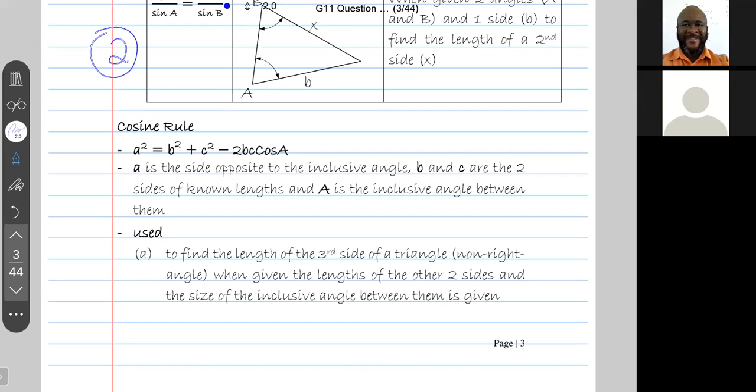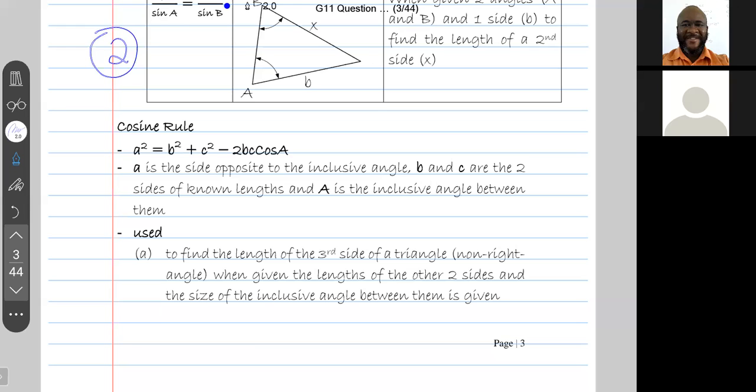Now, in the cosine rule formula, a is the side that is opposite the inclusive angle. b and c are the two sides of known lengths, and capital A is the inclusive angle between them.